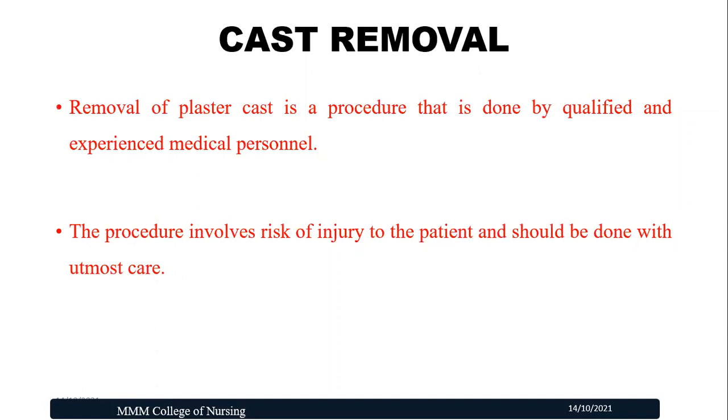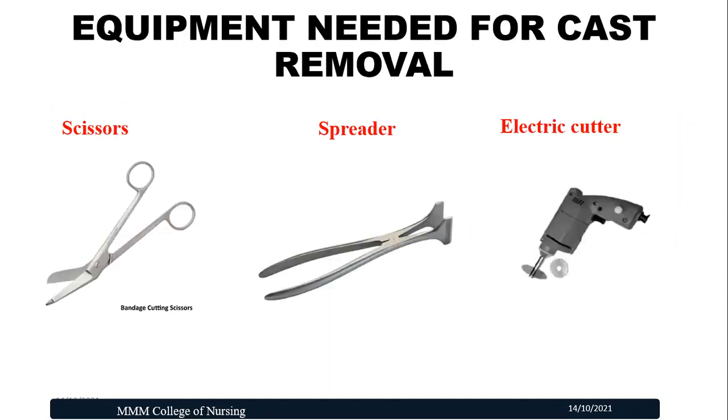Cast removal is a procedure that is done by qualified and experienced medical personnel, because this procedure involves the risk of injury to the patient and it should be done with the utmost care. There are certain important things that need to be kept ready for cast removal. These are the scissors that are used to cut the bandages, a spreader once the cast is being cut, and the electric cutter to cut the cast.